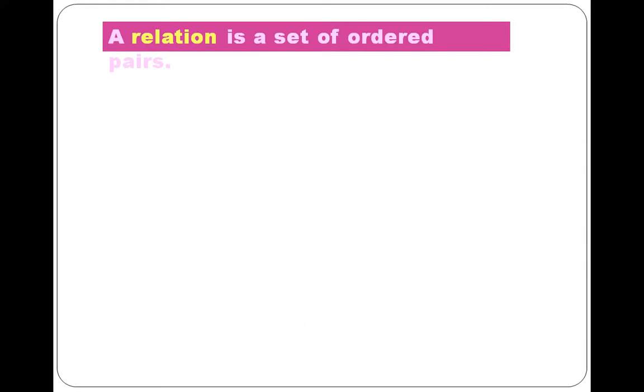It says a relation is a set of ordered pairs. So for example, we have this relation here. What is the domain? What is the range?